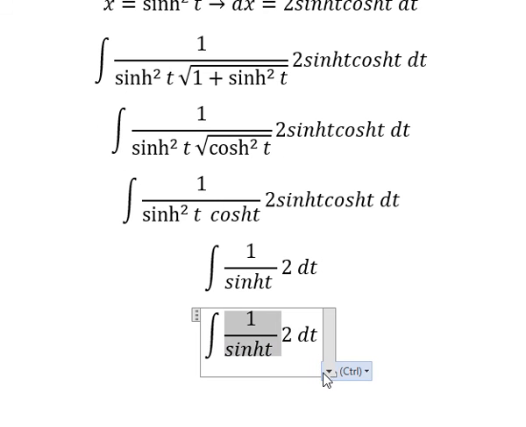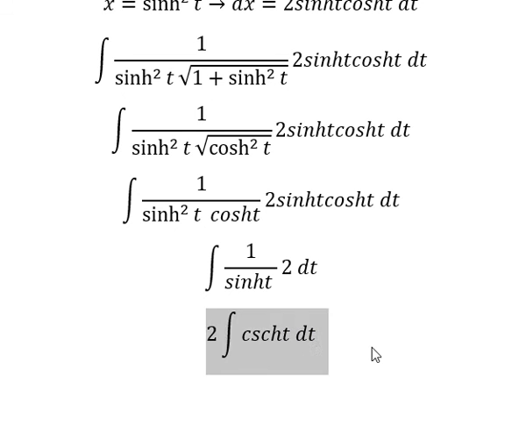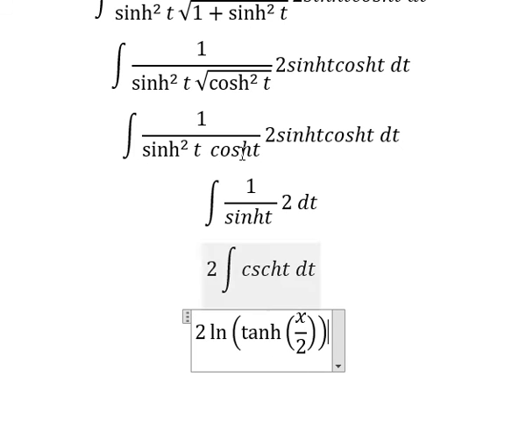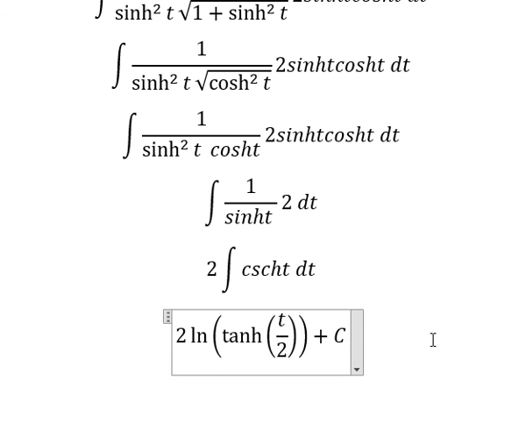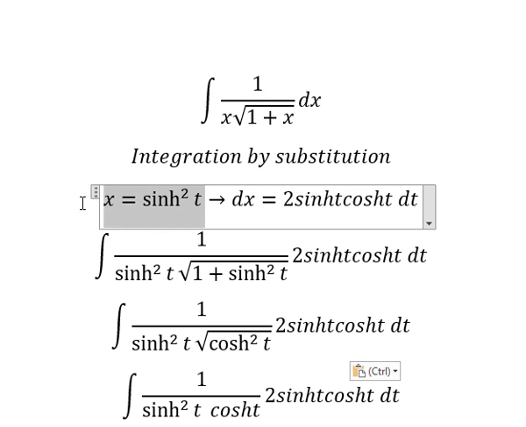So this one we have cosecant of t, and I will put number 2 in here. The integration of this one, we have ln of tan of t over 2 in here. And we put plus c. So about t, that is about this one.